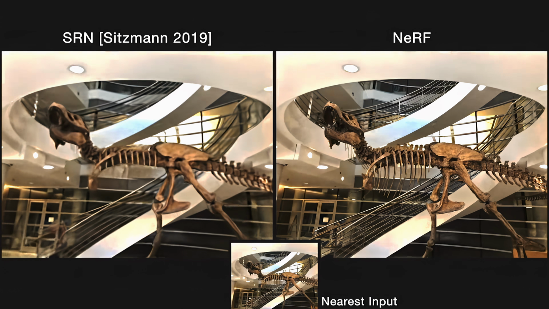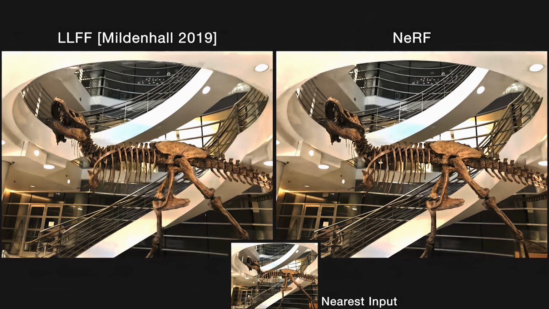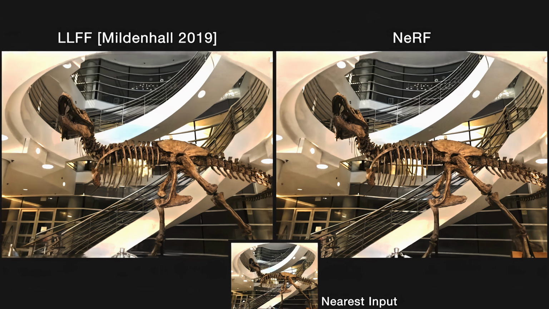Here, only our method can represent fine details with complex occlusion effects, such as the ribs in this fossilized T-Rex skeleton. Now let's take a look at some additional real results.